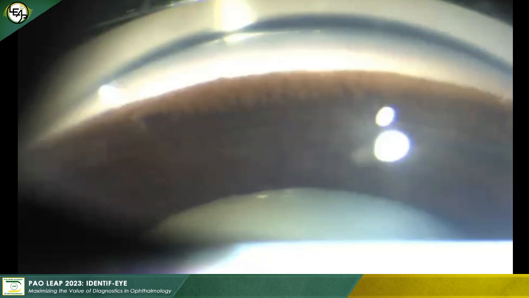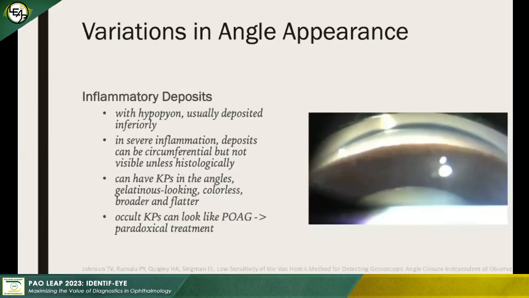Here's another variation. So here you don't see any alternating layers of pigmentation. You don't see the angle structures. What you do see are these fluffy tan brown debris in the inferior angle. So these can be inflammatory deposits. It can sometimes be associated with hypopyon, and these are typically found in the inferior angle. In severe inflammation, deposits can be circumferential as well, not just inferiorly.